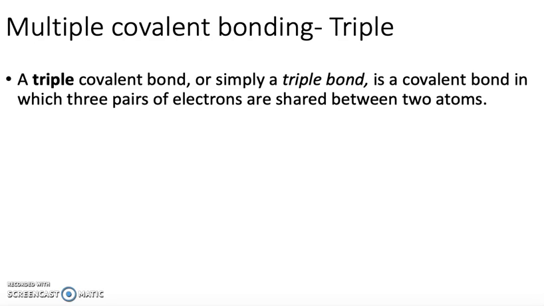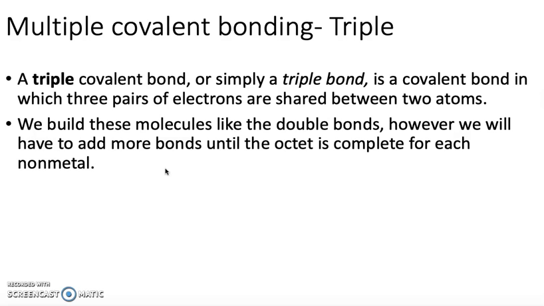Now it's similar to three single bonds, okay, but in a triple bond the atoms are very close together, and the triple bond is very, very short. Now there's a theory behind that. We build these molecules the same way as the double bonds. However, we will have to add more bonds until the octet is complete for each nonmetal. So again, each nonmetal must have a total of 8 valence electrons around it except for hydrogen.